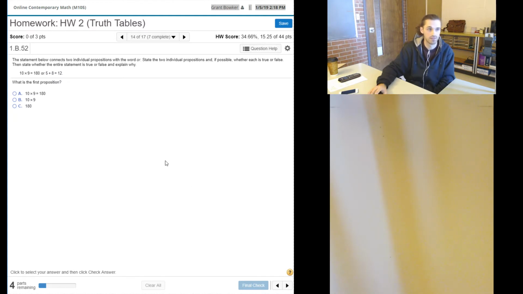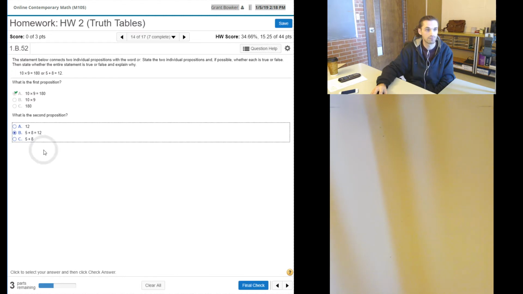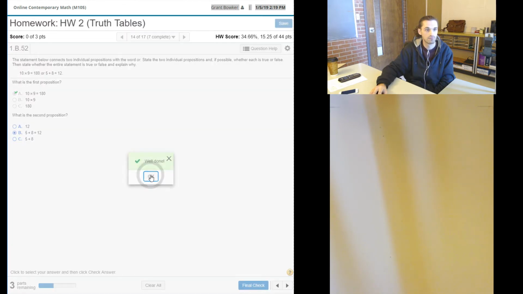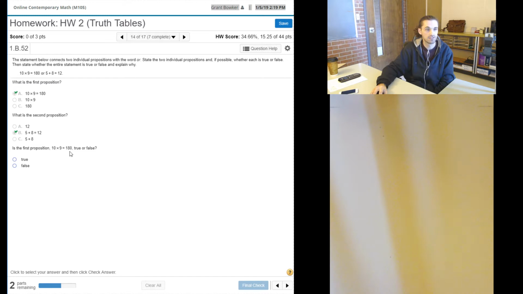So let's go through this one together. 10 times 9 equals 180, or 5 plus 8 equals 12. The first proposition is, well, 10 times 9 is 180. The second proposition is 5 plus 8 equals 12. First proposition, is it true or false? Well, that's definitely false. 9 times 10 is 90, not 180. So the proposition is false.